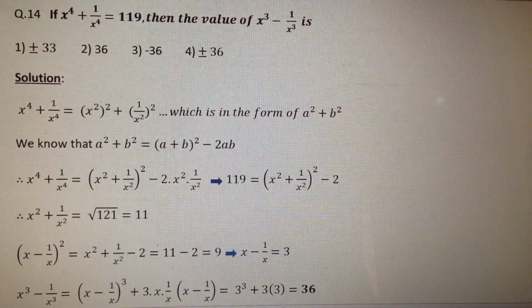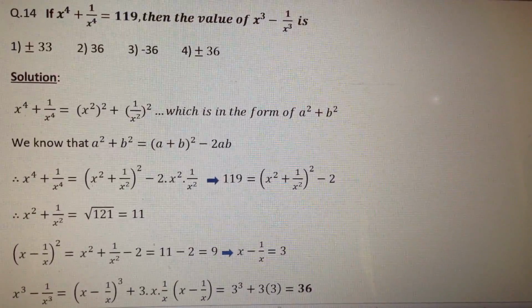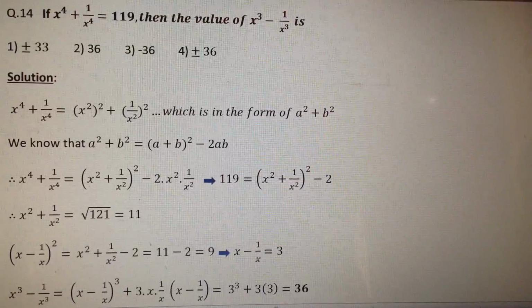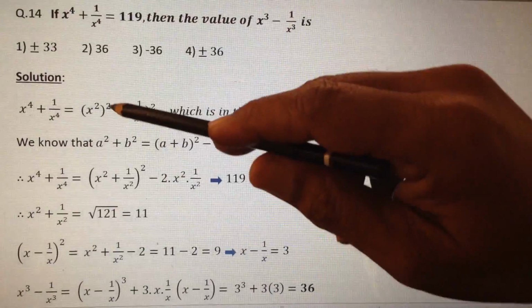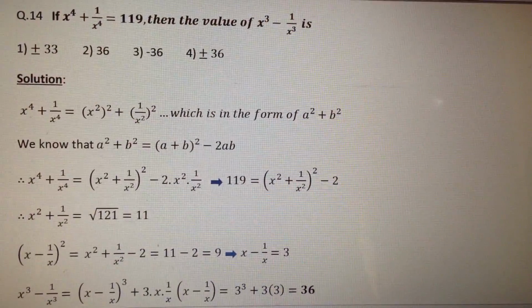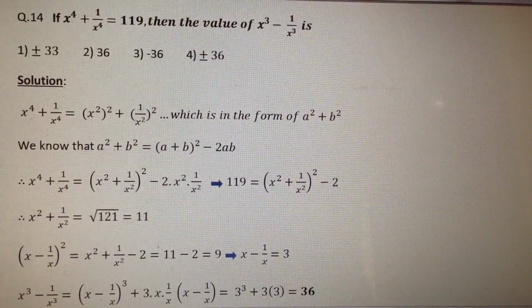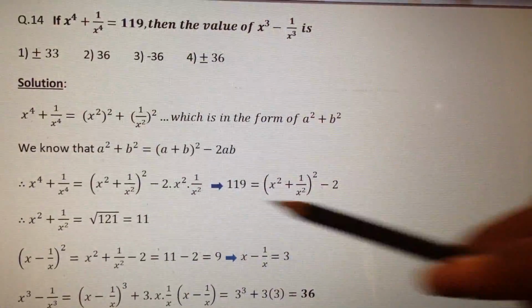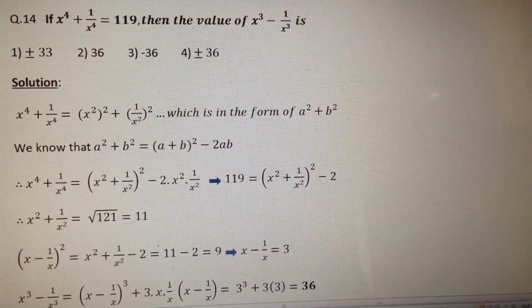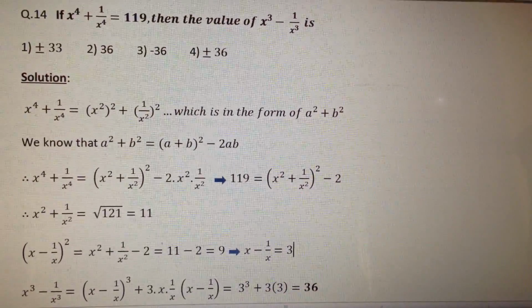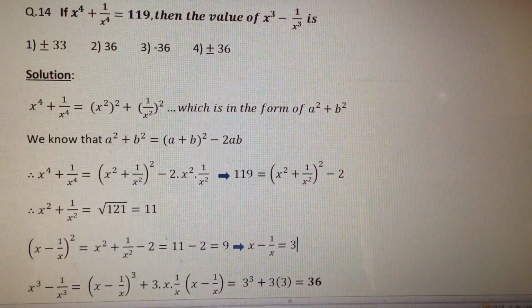Next question. If x power 4 plus 1 by x power 4 is equal to 119, then find the value of x cube minus 1 by x cube. X power 4 plus 1 by x power 4 can be written as x square whole square plus 1 by x square whole square, which is in the form of a square plus b square. We know that a square plus b square is equal to a plus b whole square minus 2ab. Therefore, x power 4 plus 1 by x power 4 is equal to x square plus 1 by x square whole square minus 2 into x square into 1 by x square.